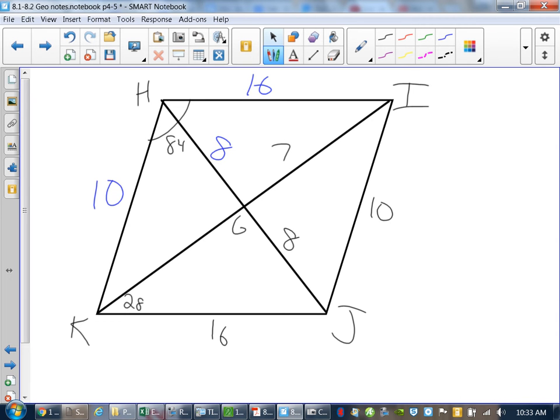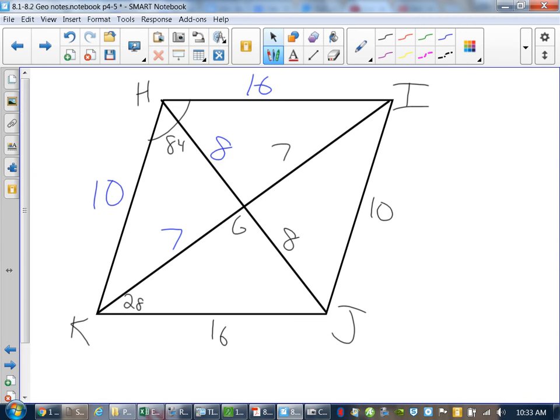Okay. Same deal with KG. What does that have to be? 7. Okay. From here, you could actually find the rest of the angles. Every one of them. It takes a little bit of work, but you can do that.